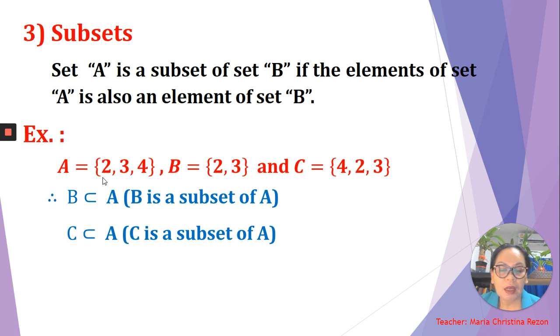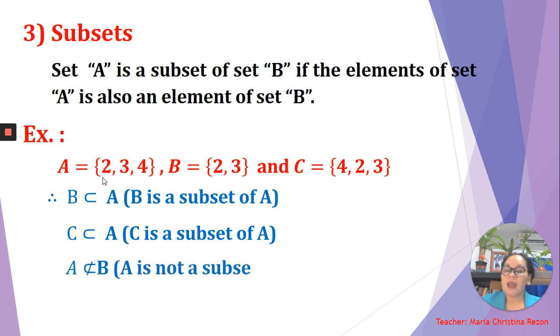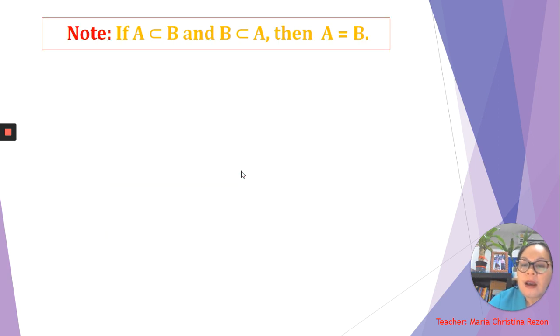And you can also say that A is not a subset of B. Why not? Because one of the elements of A here, which is 4, is not in set B. Now let's have this statement. If A is a subset of B and B is a subset of A, then the two sets are equal.